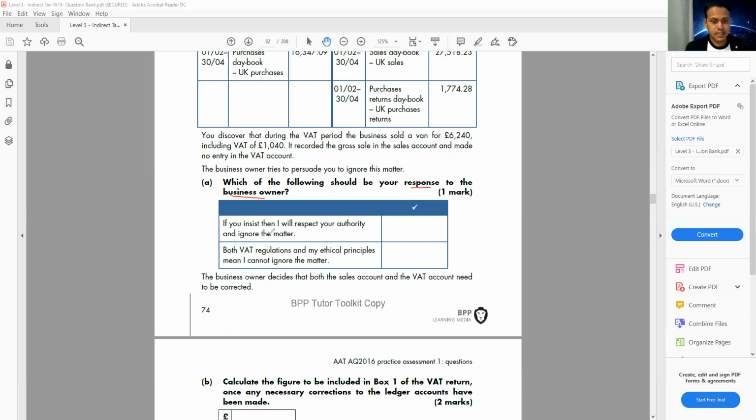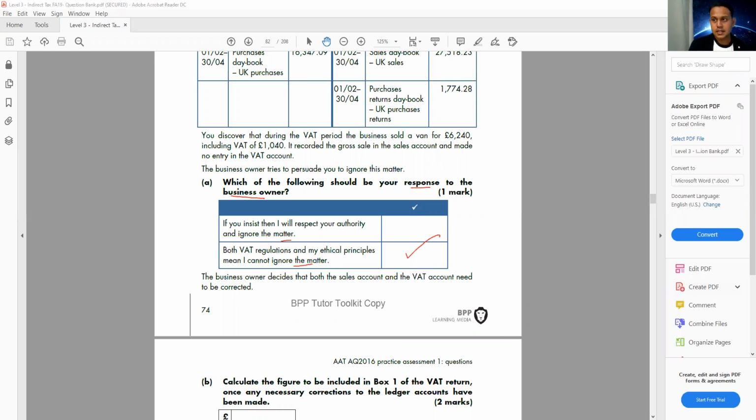If you insist, then I will respect your authority and ignore the matter. Or: both VAT legislation and my ethical principles mean I cannot ignore the matter. This one is very straightforward. You understand that because of the VAT legislation, the VAT rules, and my ethical principles, I cannot ignore this matter. If there is a mistake, I have to say it is a mistake.